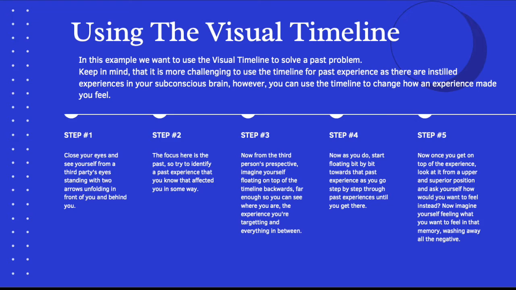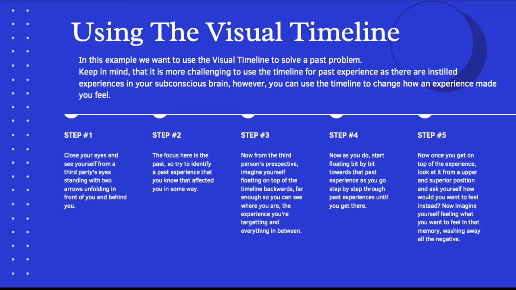Step number 3 is, from this third person's perspective, imagine yourself floating on top of the timeline, but backwards, because we're moving towards the past, remember. And you want to float up far enough that you can see yourself from the third party's perspective, as well as your past timeline all the way to the point where there is this past experience that you want to change.